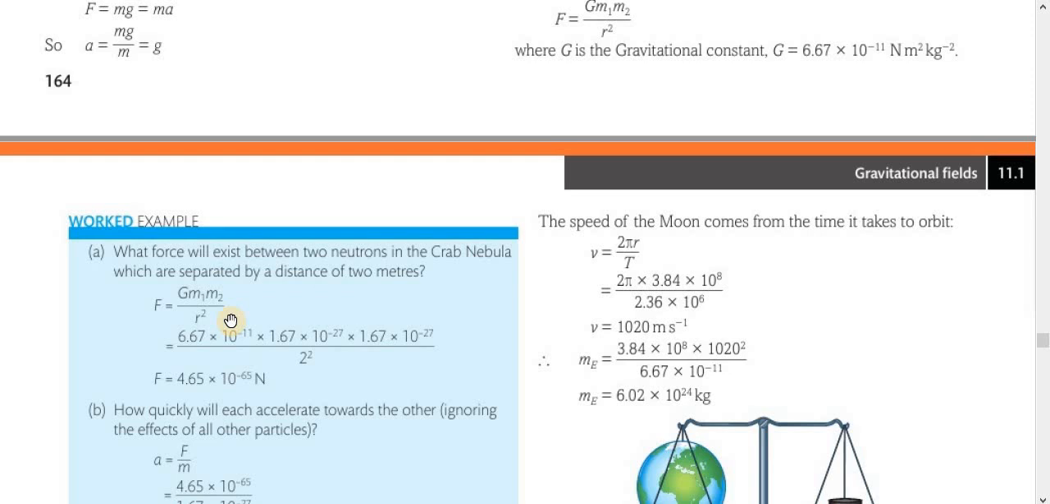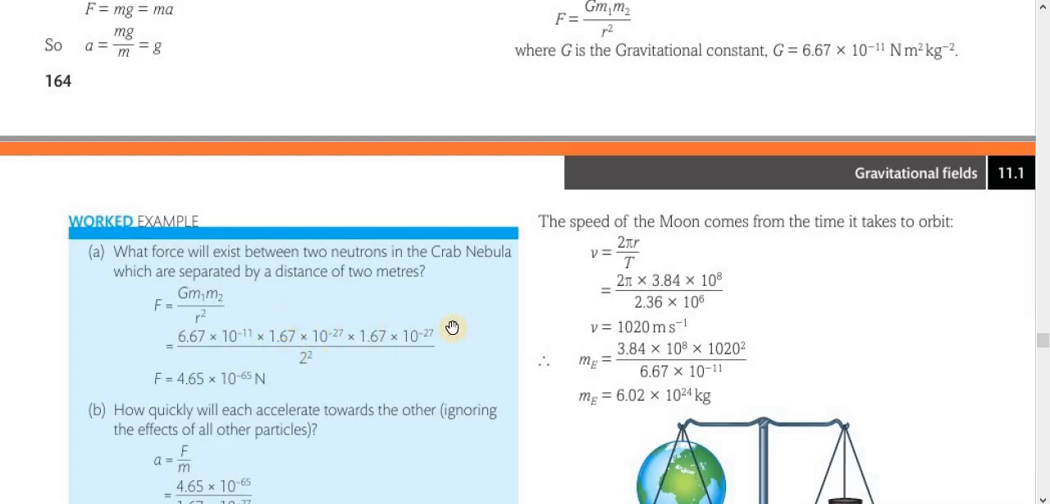You don't need to remember the mass of a neutron. It will be given to you in the data sheet. The value of that is 1.67 into 10 to the power minus 27. The mass of a neutron is approximately equal to the mass of a proton. Now since we have two neutrons, m1 and m2 will have the same size. So here, that's why they write this here once, and the same thing again over here.